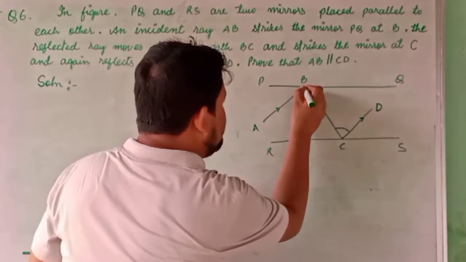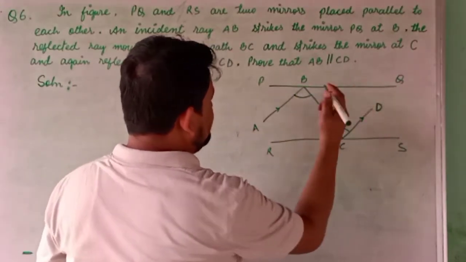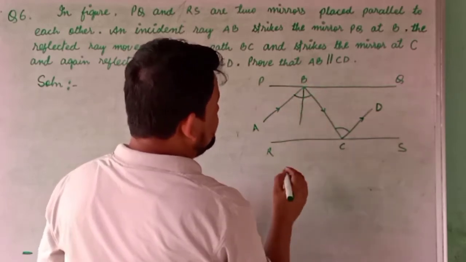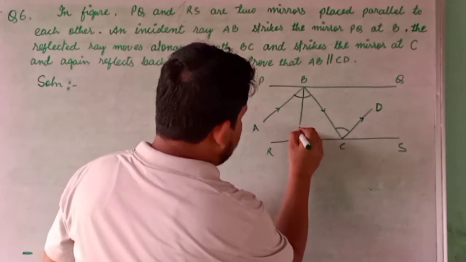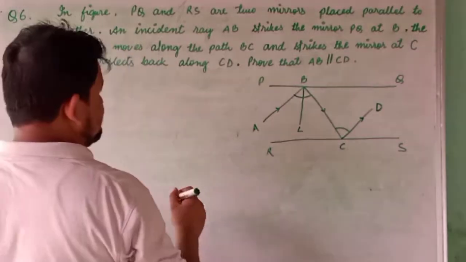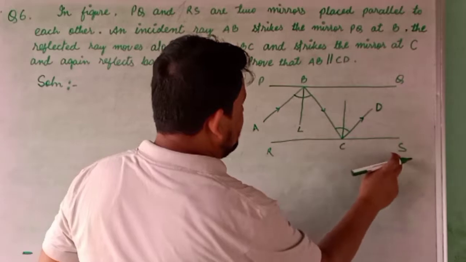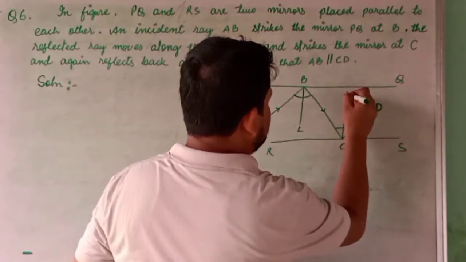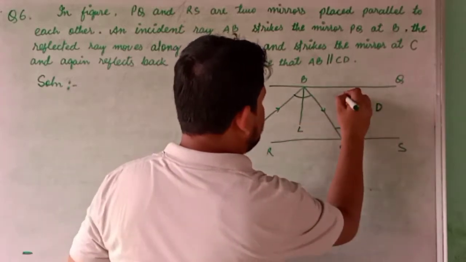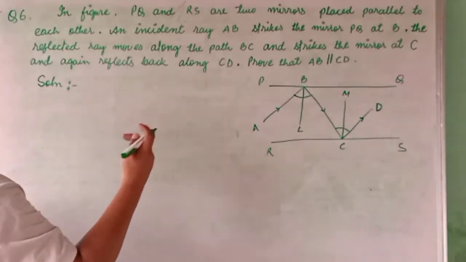From point B, to the PQ mirror, I'm going to draw one perpendicular line. See, up to B, say suppose L. I'm taking one perpendicular line. And again from C also I'm going to take one perpendicular line to RS. You can see, L is already there, so let me take this as M, suppose. Now let us write the construction first.